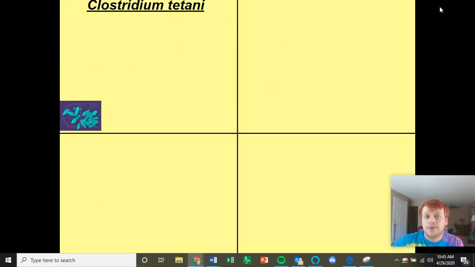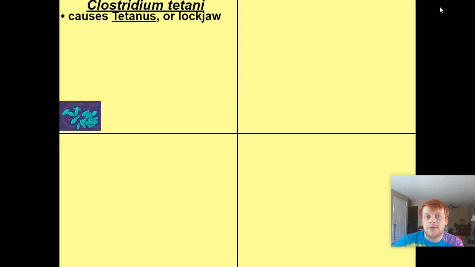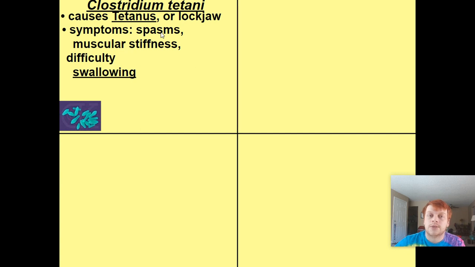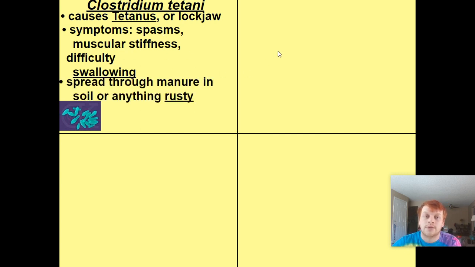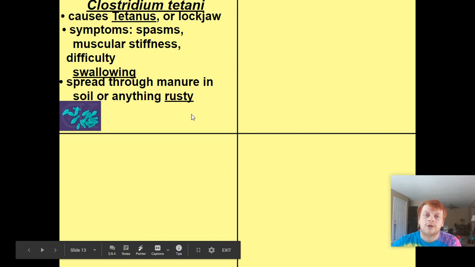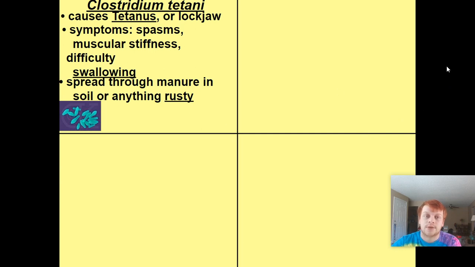So we're going to talk briefly about different disorders that are caused by bacteria. The first is Clostridium tetani. You can see this guy right here. This one causes tetanus or lockjaw. Symptoms would be spasms, muscle stiffness, and difficulty swallowing. And it's spread through manure and soil or anything rusty. So if you've ever stepped on like a rusty nail, you've probably had to go get a tetanus booster. You should get that booster or shot every 10 years.